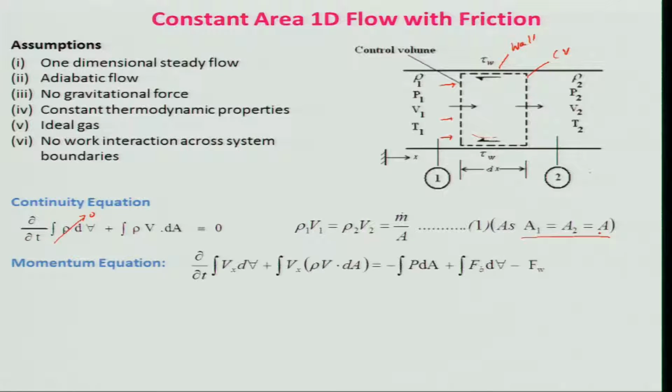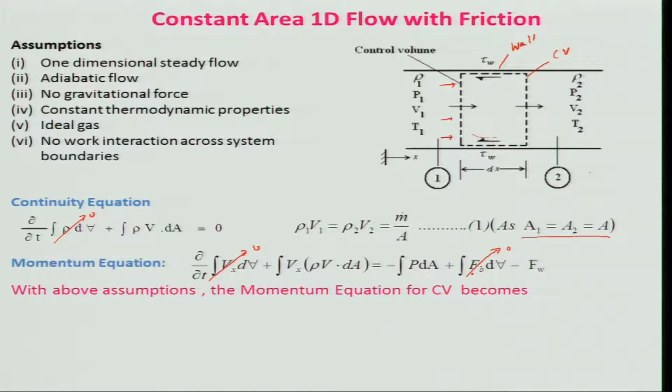And the momentum equation, its integral form is given: this is the unsteady term, the convective term, the pressure, the body force, and the wall shear stress term. Keep in mind that we are looking at it in a very simplified way, and the body force is 0 and the unsteady term is 0. So what remains are the convective terms and the pressure. If you integrate over the control volume, we get rho 2 V 2 square A minus rho 1 V 1 square A, and P 1 minus P 2 times area.